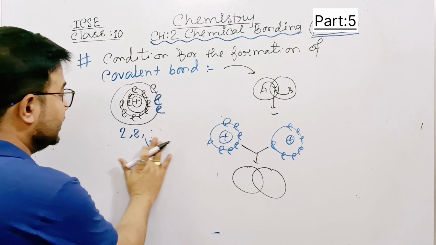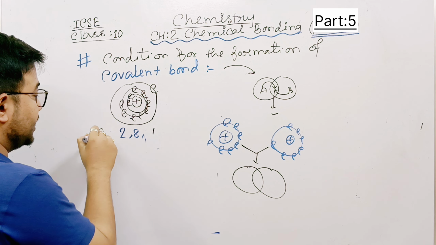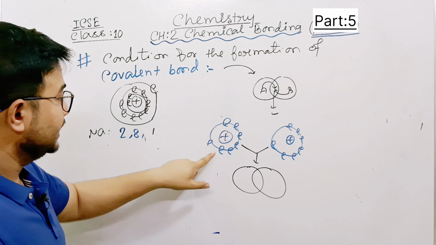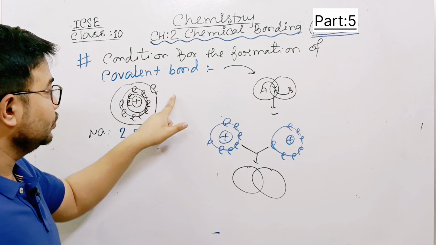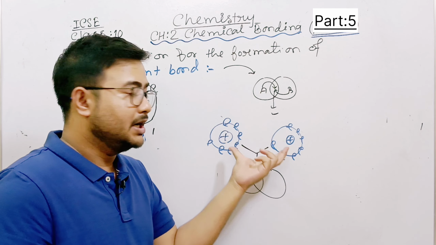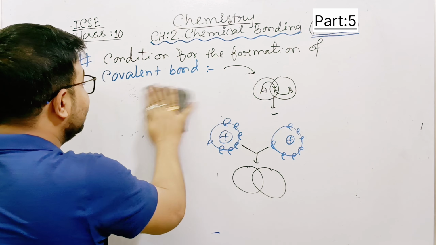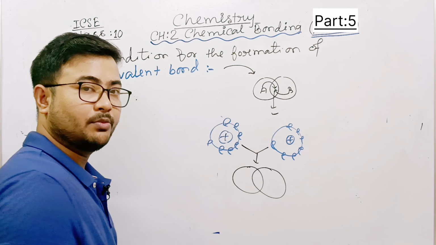Suppose in the previous case, in the outermost shell there was 1 electron, like sodium. So look at the board. If these 2 elements try to form a bond, one needs 1 electron and the other will try to lose 1 electron. So it loses and it accepts, so they can form an ionic bond. But here both atoms try to accept the electron, and suppose no other elements are present here. So in that case, they will form this common space.